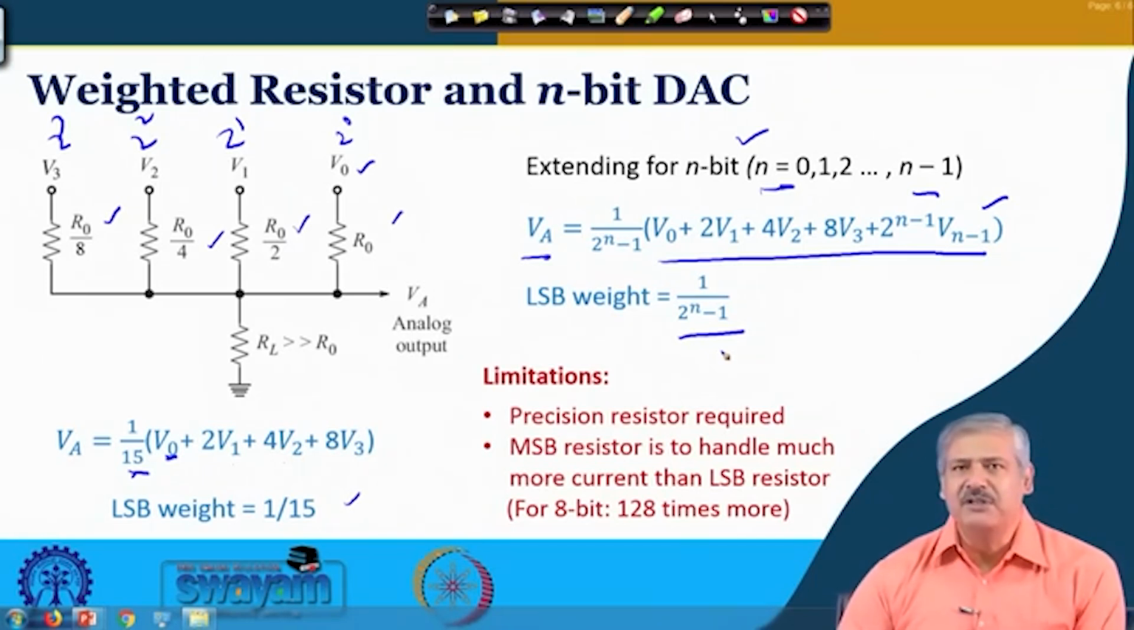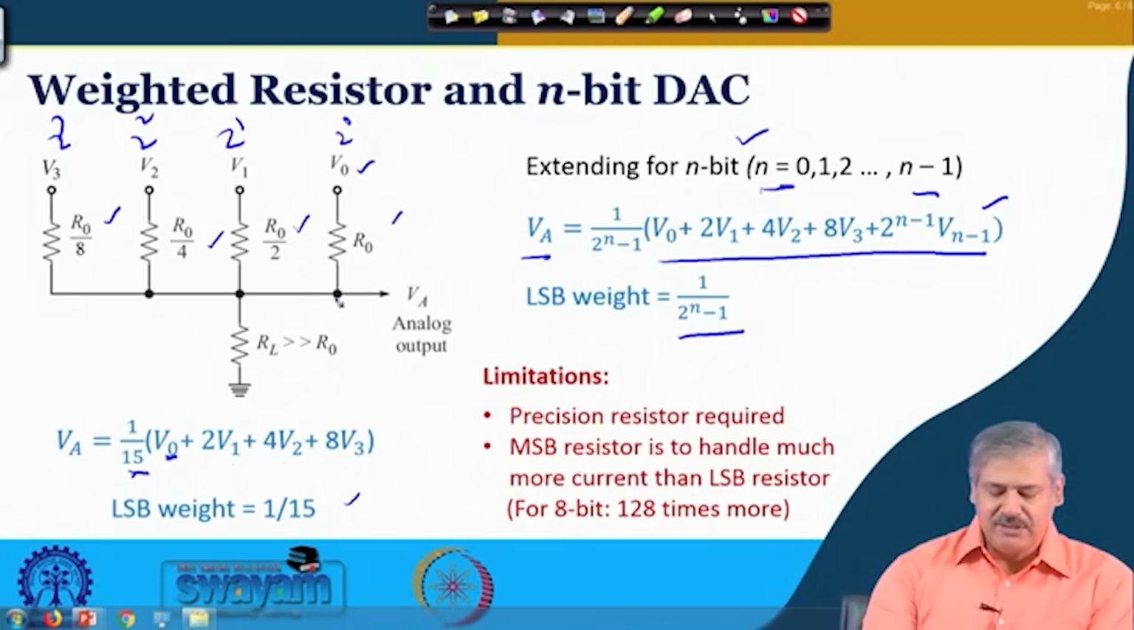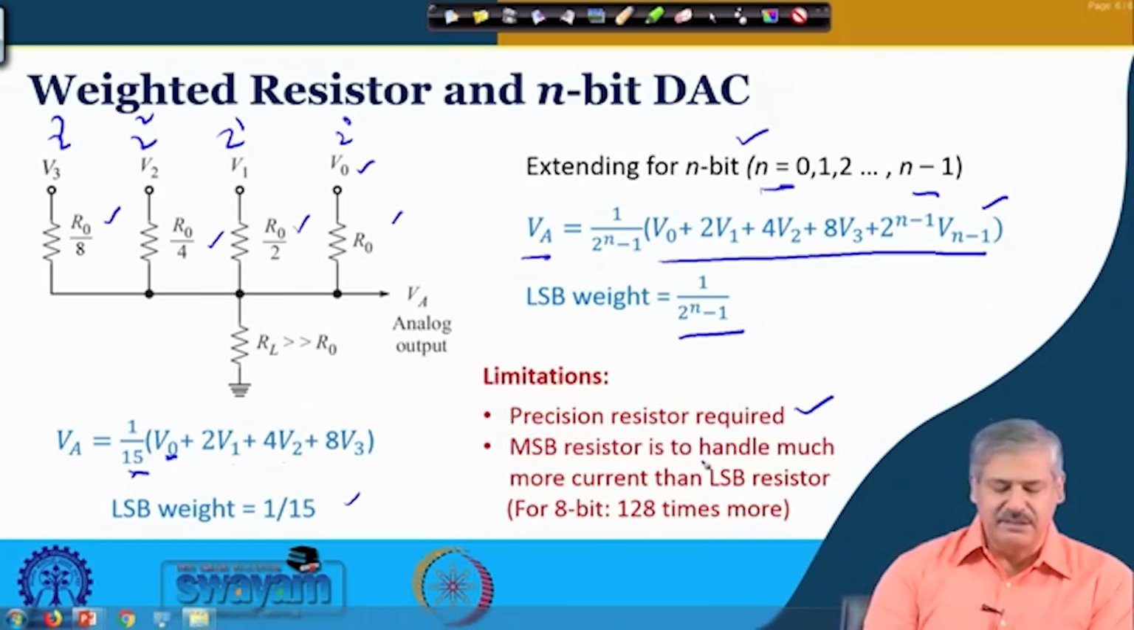Now, there are certain limitations that you can visualize for this particular method, for which we shall move to another method which is found more useful. So, first of all, this depends on the weights of the resistors. So, we require precision resistors. This is one requirement, and the second one is the MSB resistor. This one you can see its value is R naught by 8 and this is R naught.